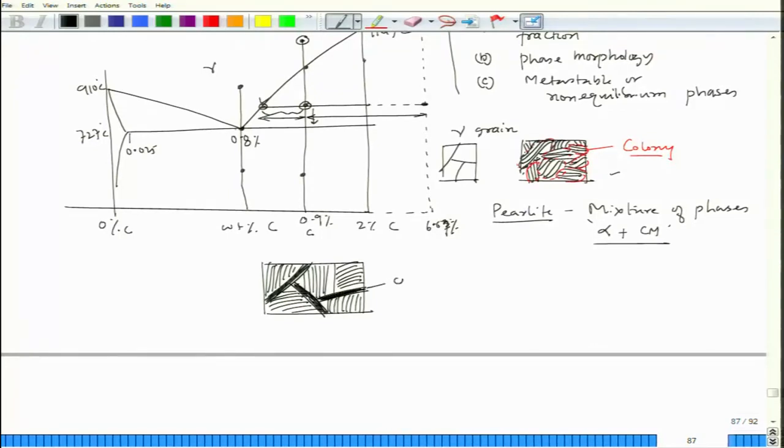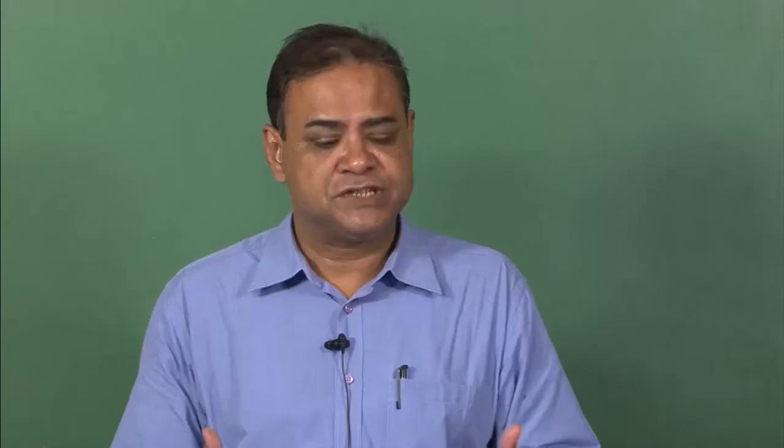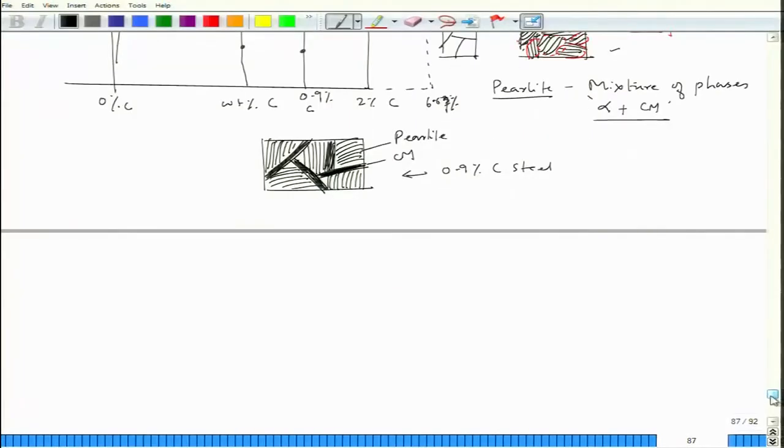This would be cementite, and these are pearlite colonies. So, this would be the microstructure if I try to see 0.9% carbon steel. Interestingly, I can see that the microstructure is changing as we go from hypoeutectoid steel to hypereutectoid steel. This information is also not available in the phase diagram. So, in order to know that, we have to take help from the TTT as well as the CCT diagram.